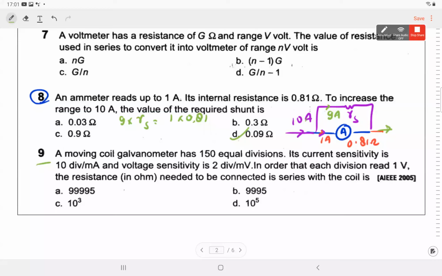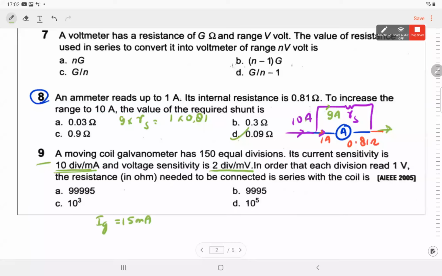Right? A moving coil galvanometer has 150 equal divisions. Current sensitivity is 10 divisions per milliampere. So 10 divisions is 1 milliampere, and 150 divisions means 15 milliampere. So we got IG. Now it says voltage sensitivity is 2 divisions per millivolt.